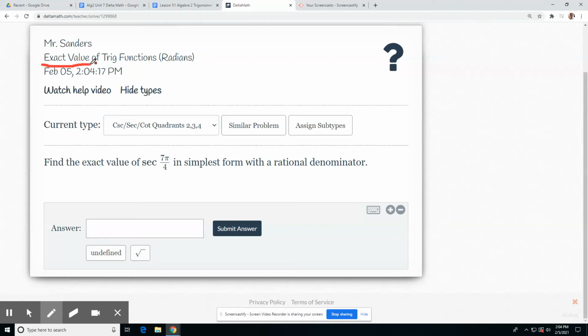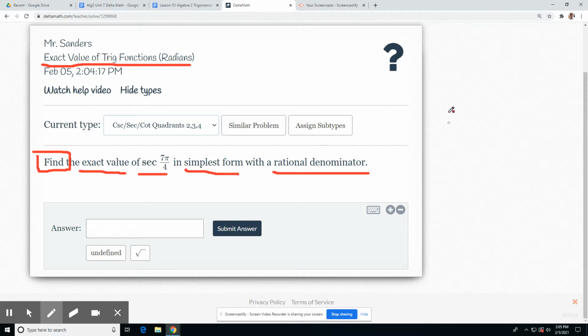All right, we're trying to find exact values of trig functions in radians. Find the exact value of secant 7 pi over 4 in simplest form with a rational denominator. So we can't have any radicals in the bottom of the fraction, and if we do have a radical somewhere, then we have to simplify it or pull out any perfect squares.